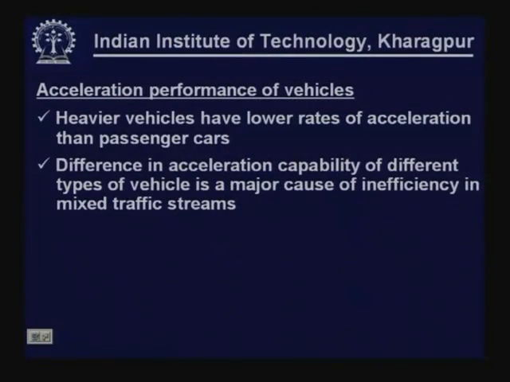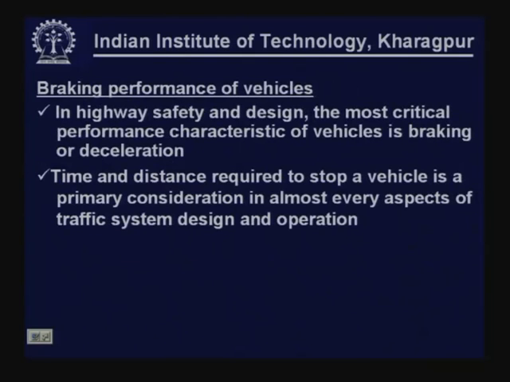Acceleration performance of vehicles, again an essential characteristic that comes into the design process. Braking performance of vehicles, you will see that that is a very vital consideration. We consider the sight distance. We will discuss again in detail all these aspects in the geometric design part, and you will see how this braking performance is used for making the design elements or design process, particularly the stopping sight distance requirement.